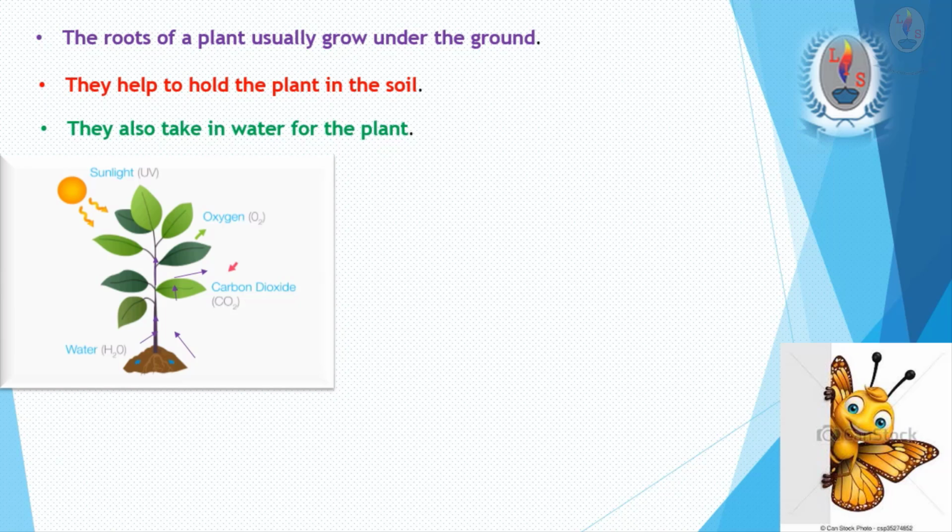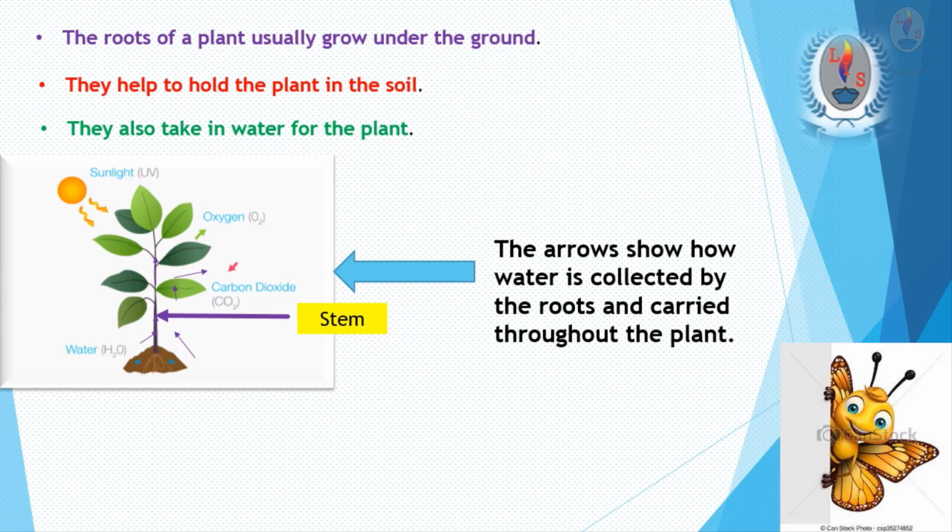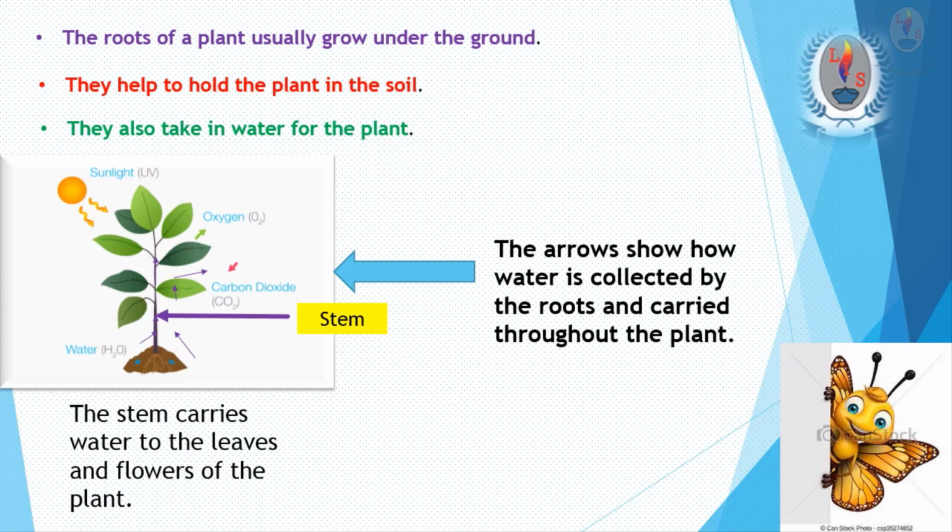Children, in this picture you can see a plant. The arrows show how water is collected by the roots and carried throughout the plant. The stem carries water to the leaves and flowers of the plant.